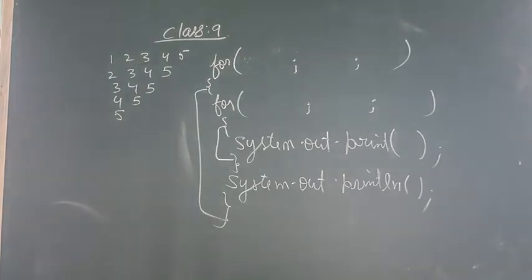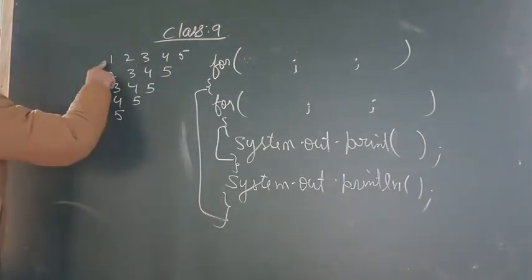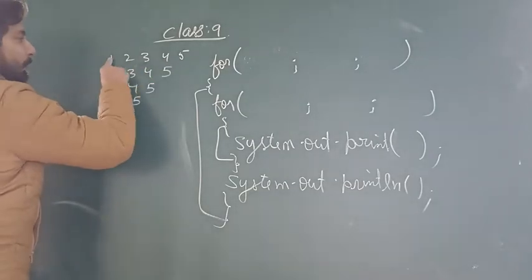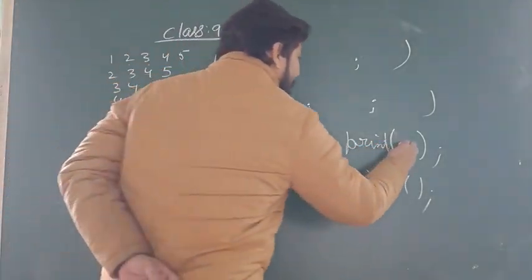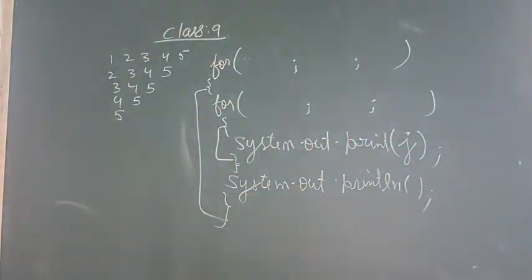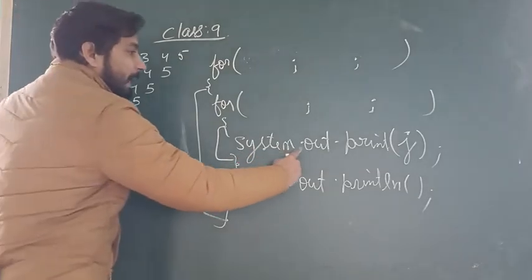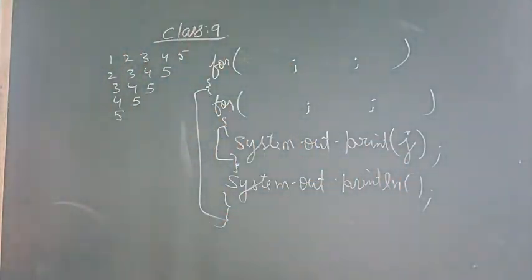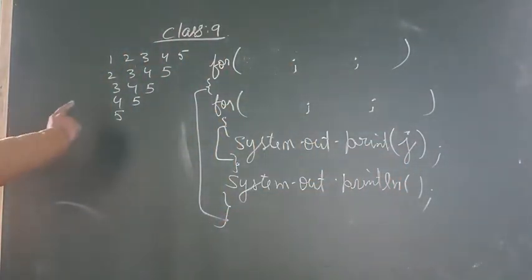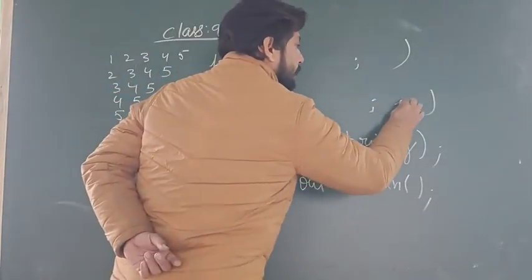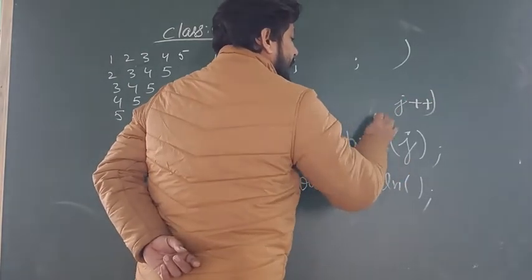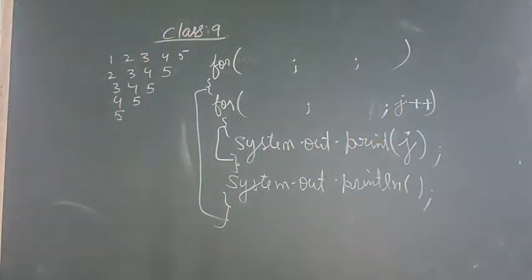Now see, what is going to print? 1 2 3 4 5. So are the values same or different? The values are different. So when the values are different, we are going to print j. So j will be printed here. After we have printed the j here, now you see whether it is increasing or decreasing. 1 2 3 4 5, they are increasing. So it should be j plus plus.